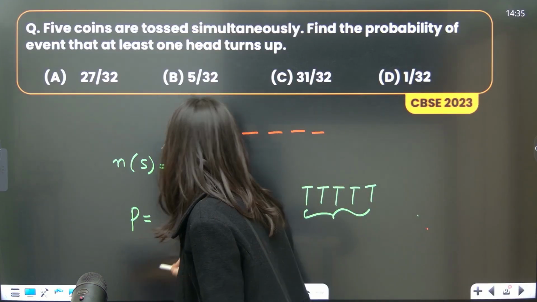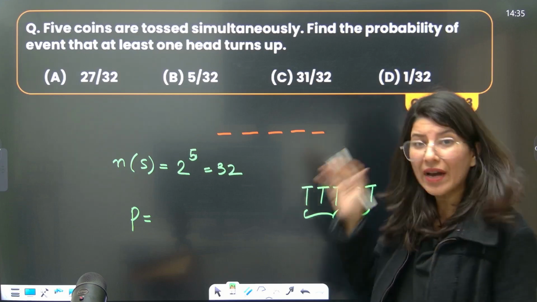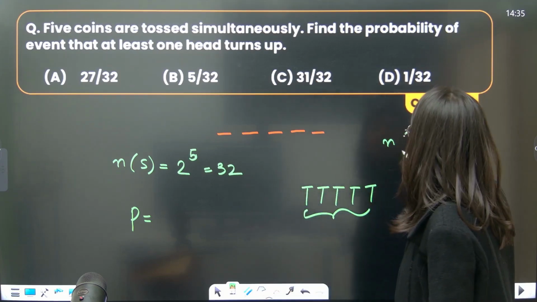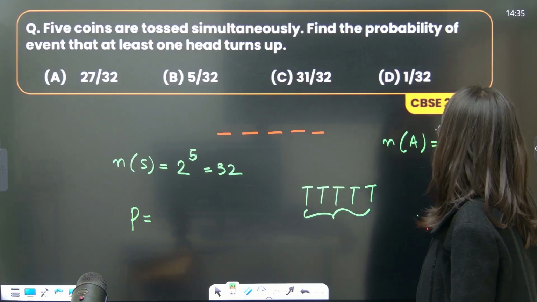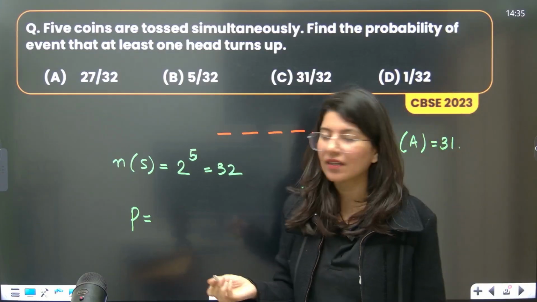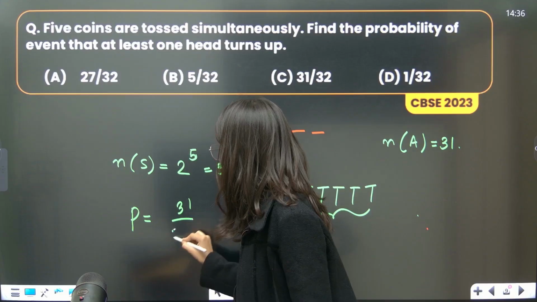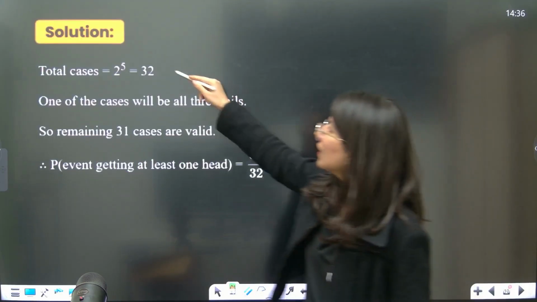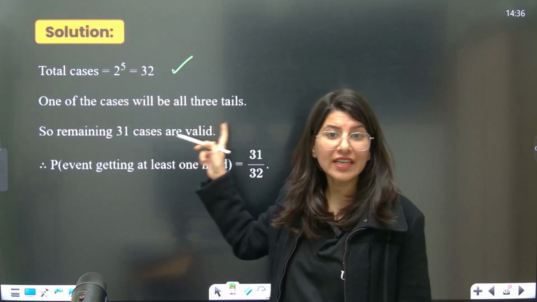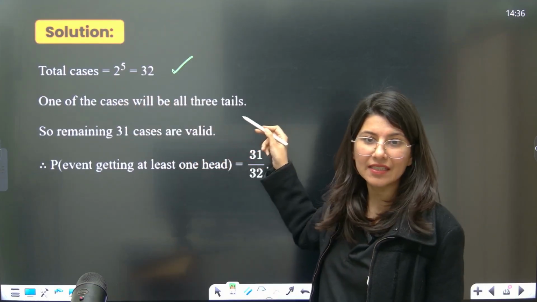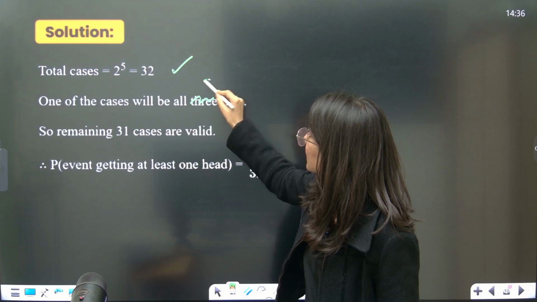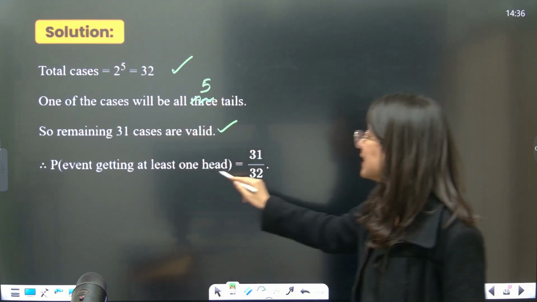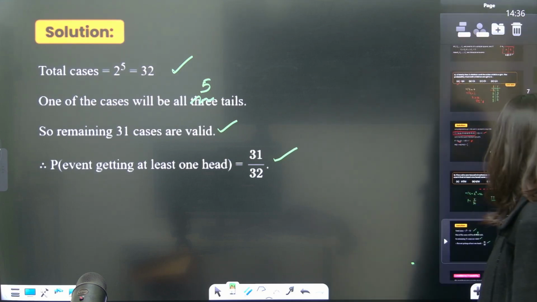So the probability is going to be, at least one head will be there in 31 outcomes. So cardinality of event A, which is getting at least one head, is 31. So your answer will be 31 upon 32. This is the probability. That's how you write. Total number of cases is 32. One of the cases will be all 5 tails, correct? So the remaining 31 cases are valid. Probability of the event getting at least one head is 31 by 32.